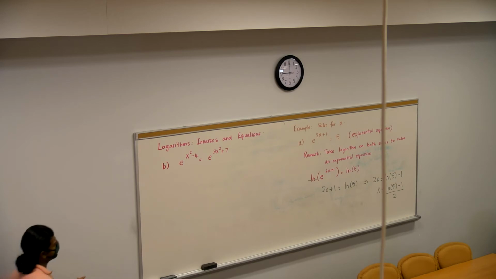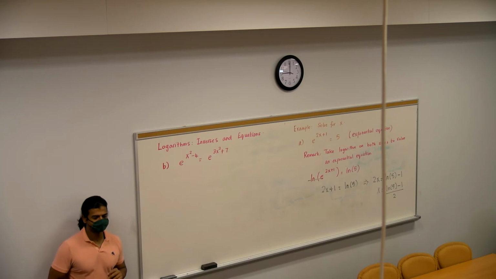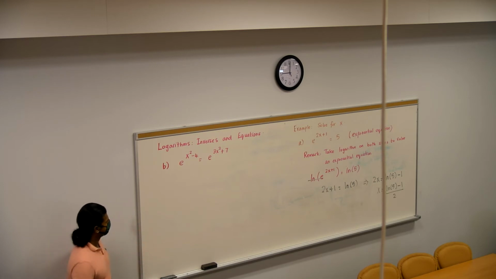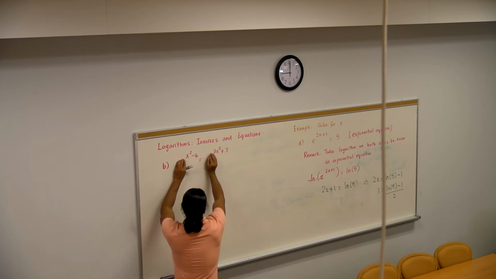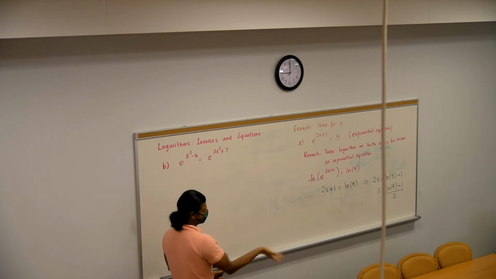There are two ways to solve this problem. But the most effective way is to use natural logarithms because you can understand it better. So e here, e there. So I can directly compare the two, just the powers, and get an answer. So that's method 1.